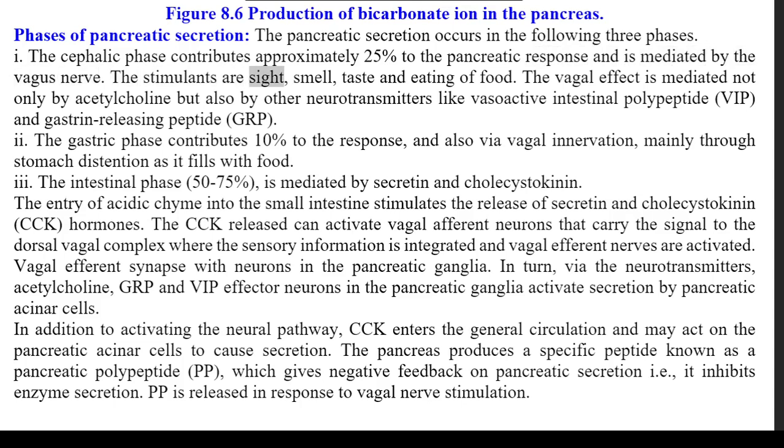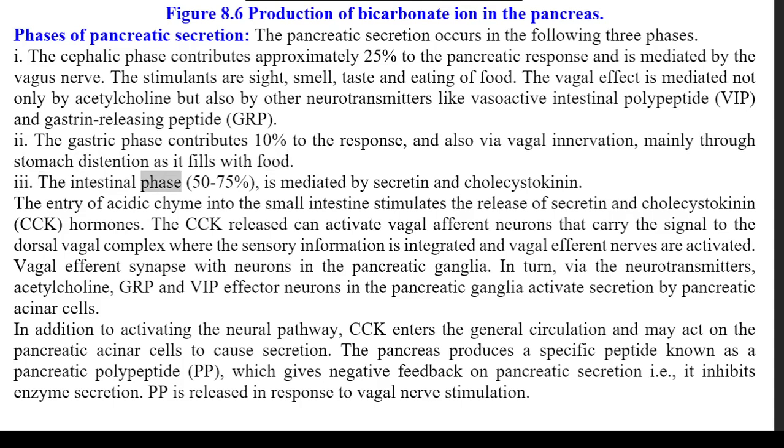The stimulants are sight, smell, taste, and eating of food. The vagal effect is mediated not only by acetylcholine but also by other neurotransmitters like vasoactive intestinal polypeptide, VIP, and gastrin-releasing peptide, GRP. 2. The gastric phase contributes 10% to the response, and also via vagal innervation, mainly through stomach distension as it fills with food.